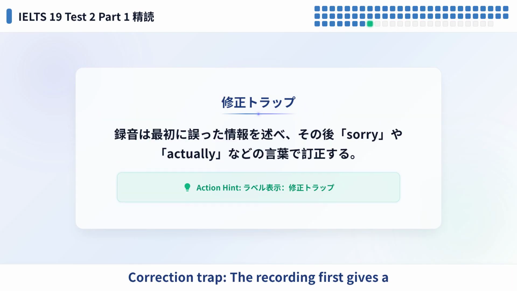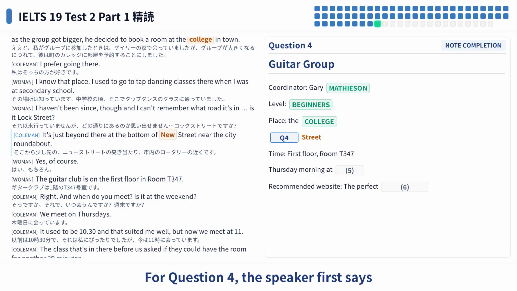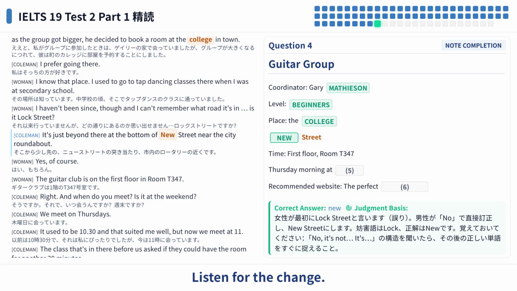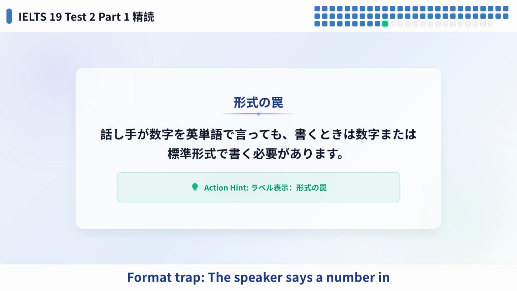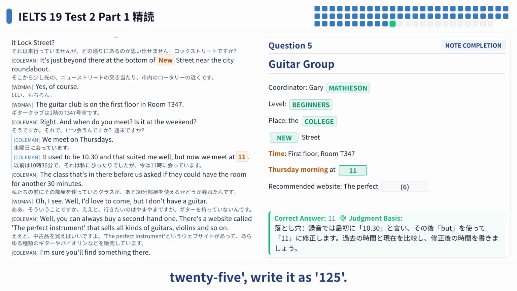Correction trap. The recording first gives a wrong word, then corrects it with sorry or actually. For question 4, the speaker first says March, then corrects to April. Listen for the change. Format trap. The speaker says a number in words, but you need to write it as digits. For question 5, when you hear 125, write it as 125.